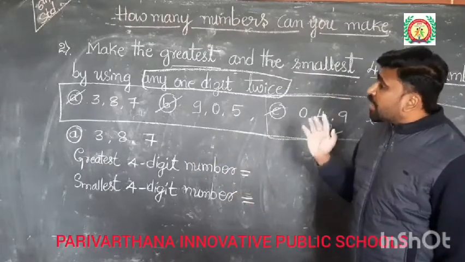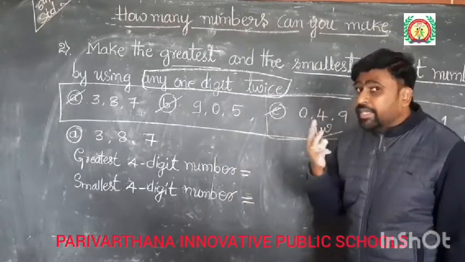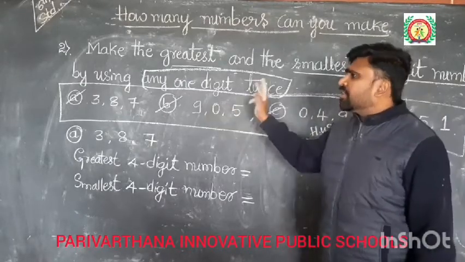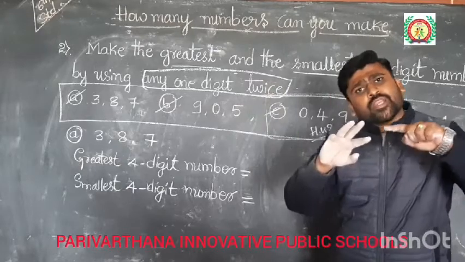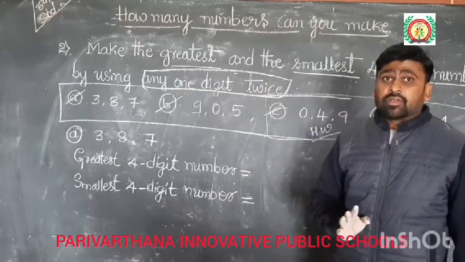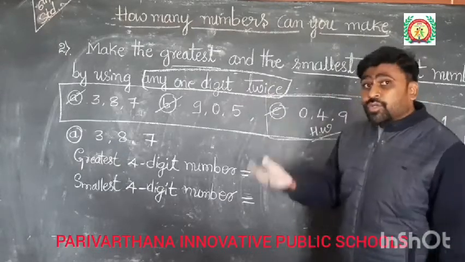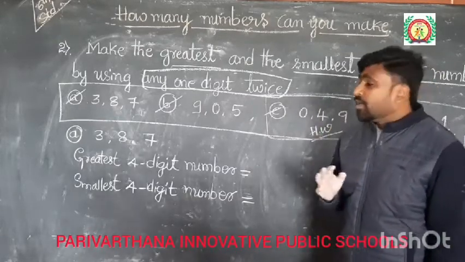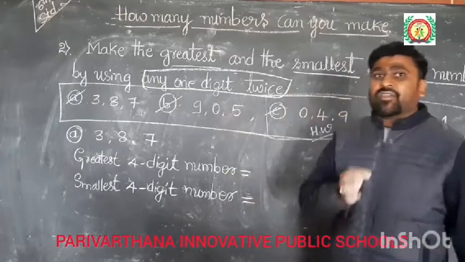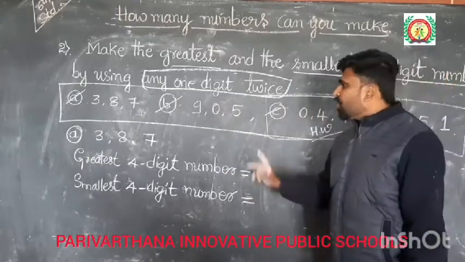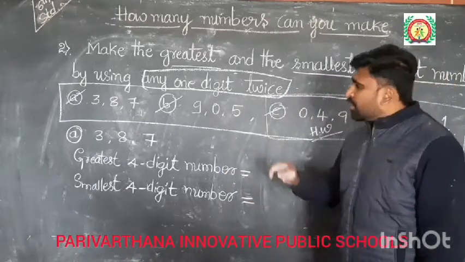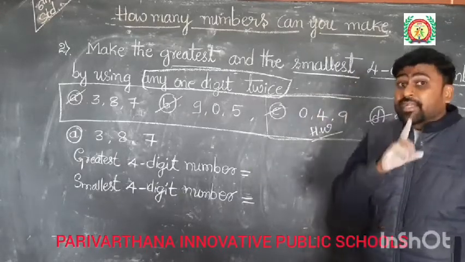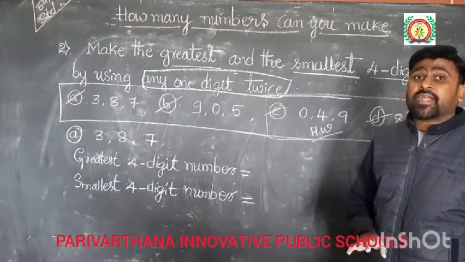But regarding the second main, they have given only 3 digits, and the condition they gave is that of the 3 digits, 1 digit you can use 2 times. 1 digit you have to use 2 times. Regarding the second main, you have to think which digit we have to use 2 times. We have to use 3 as 2 times, or 8 as 2 times, or 7 as 2 times. That is very important. Clear?